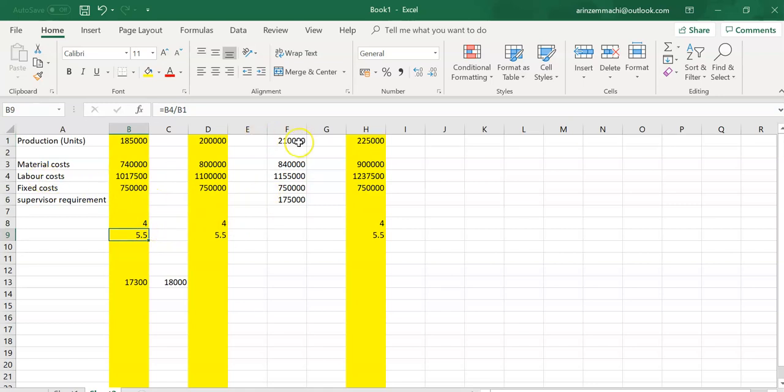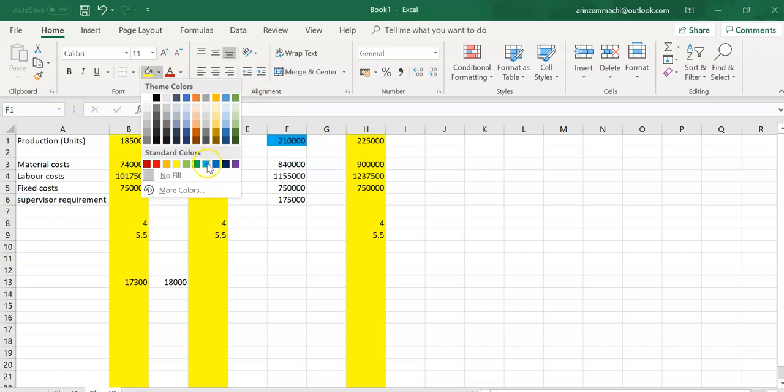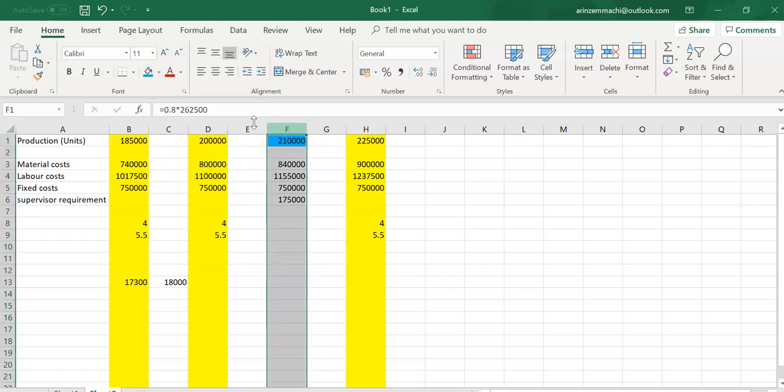Brilliant. Now, it asks me to look at 80% of total output, which is 80% of the 262,500, which is 210,000. So I'm like, okay, great. So now I know that's what I'm interested in, this area here. I literally applied the £4 to these number of units to get the material, applied the labor to these number of units, and those are the fixed costs.